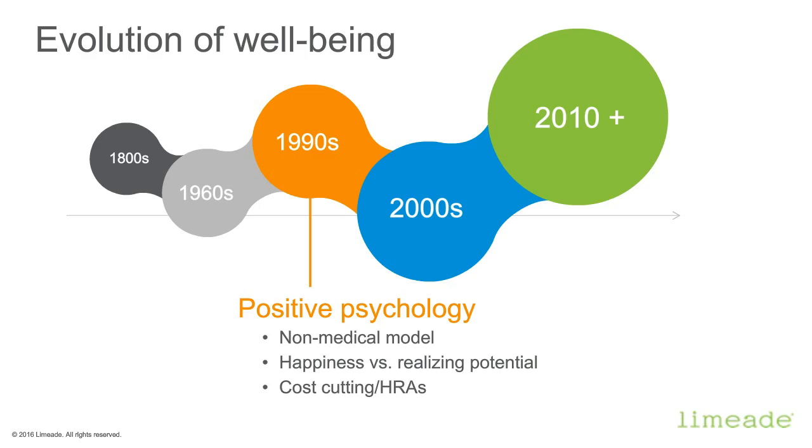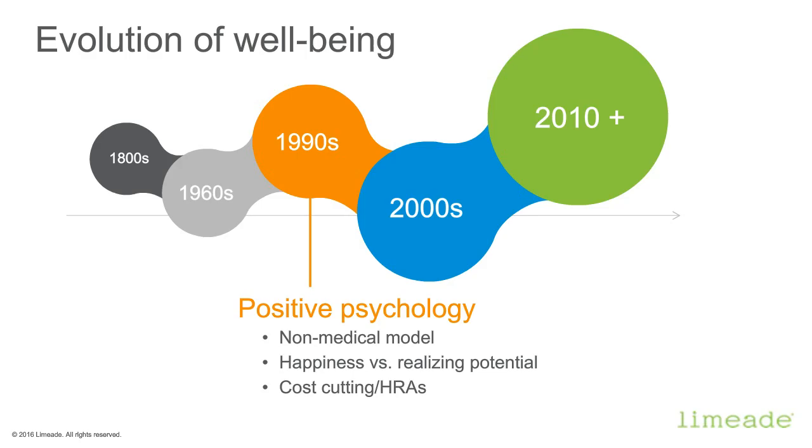Within positive psychology, there were even some disagreements around the idea of what is well-being, and there was a big philosophical fight around the concept of happiness versus realizing potential and which one really was well-being. And now we've come to the conclusion over time that it's actually both of those things.